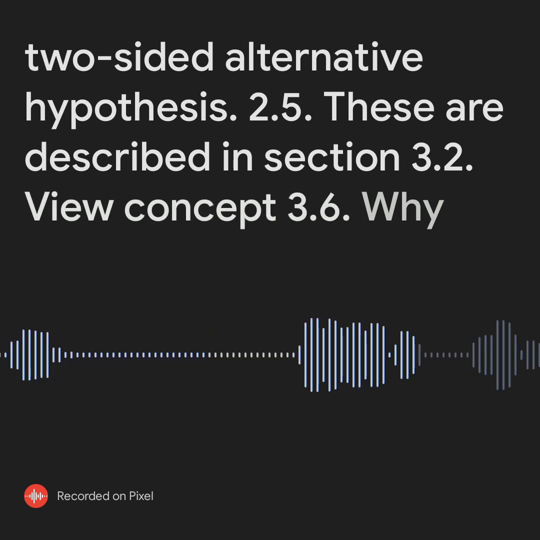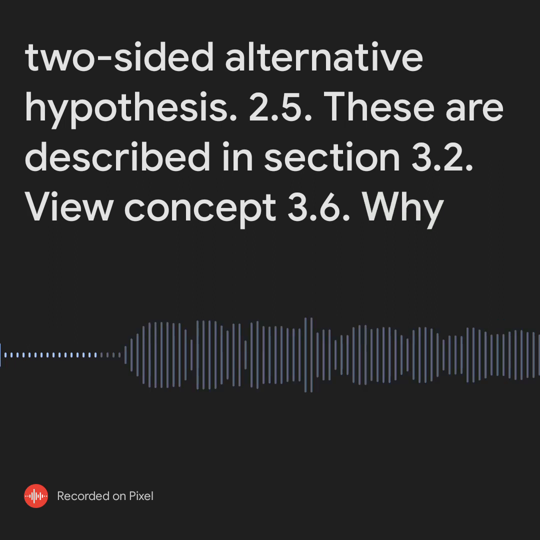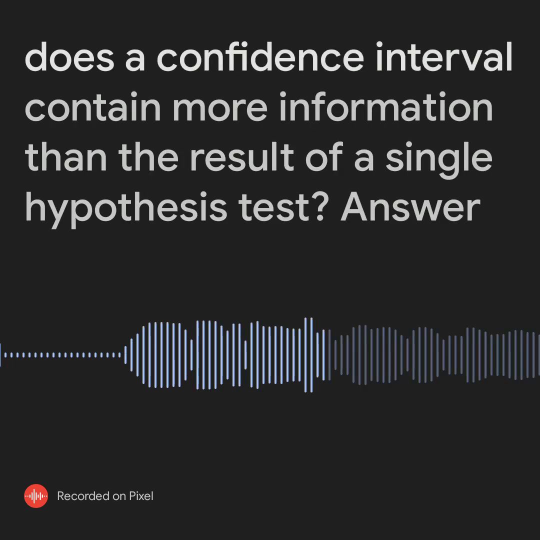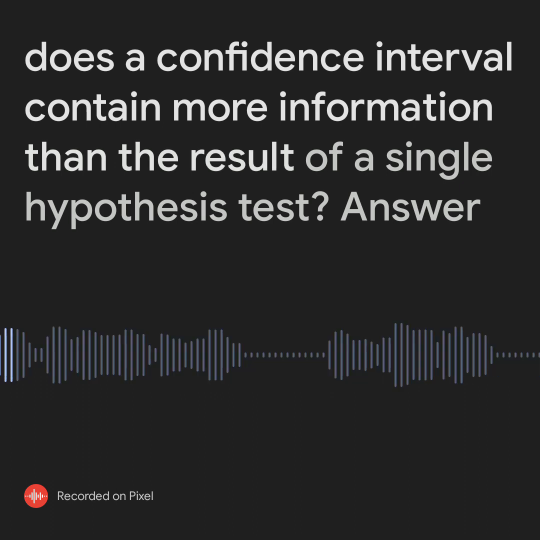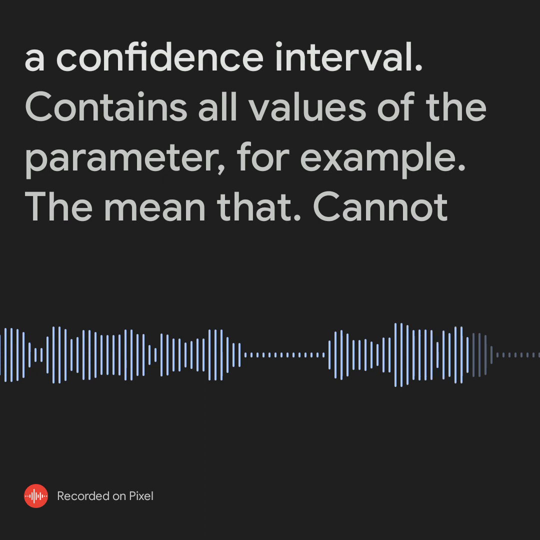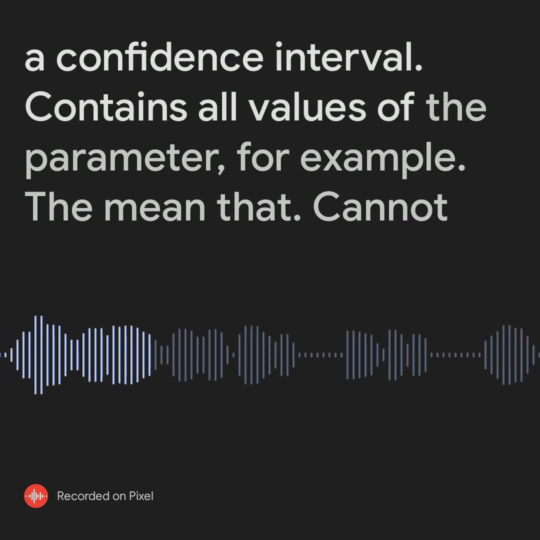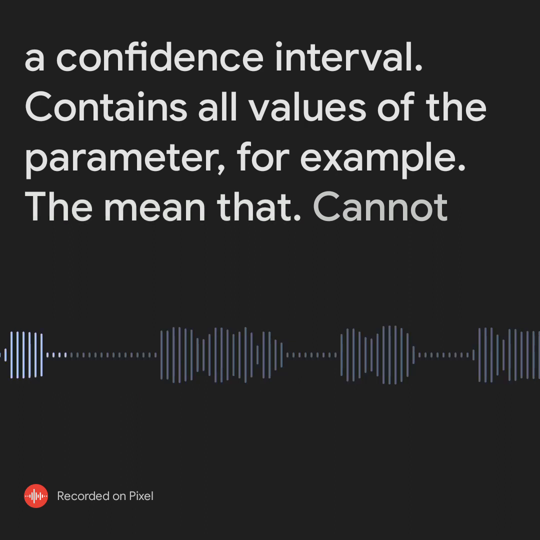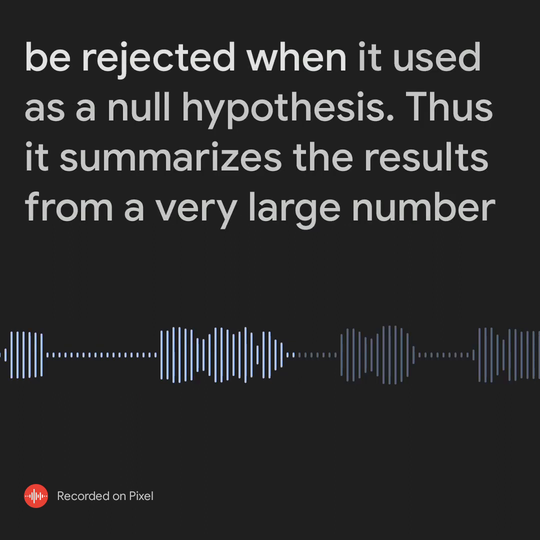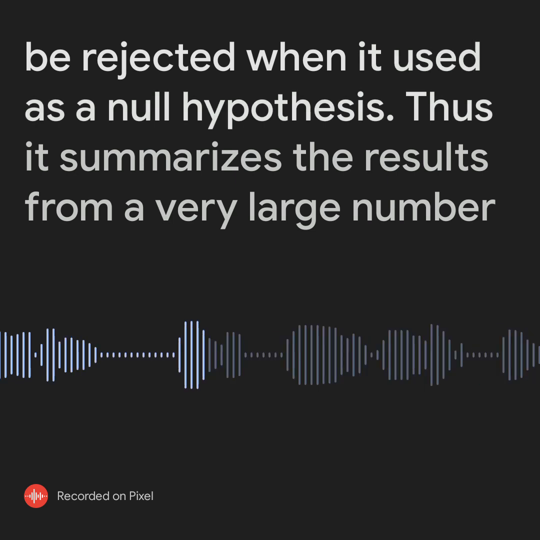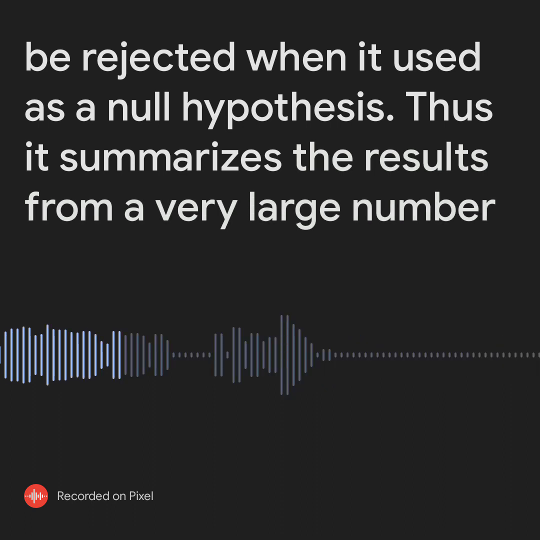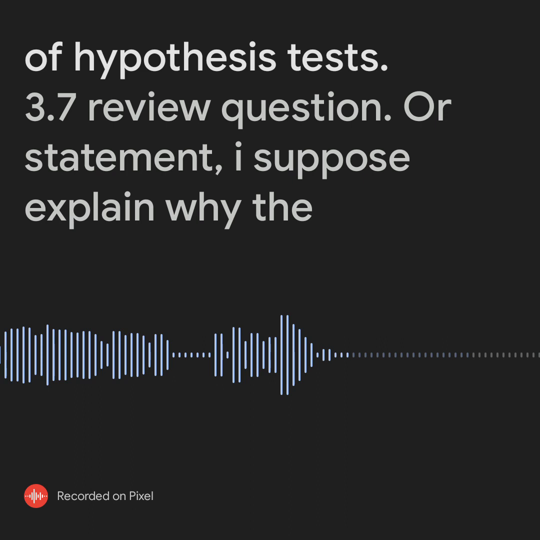Review concept 3.6. Why does a confidence interval contain more information than the result of a single hypothesis test? Answer. A confidence interval contains all values of the parameter, for example, the mean that cannot be rejected when used as a null hypothesis. Thus, it summarizes the results from a very large number of hypothesis tests.